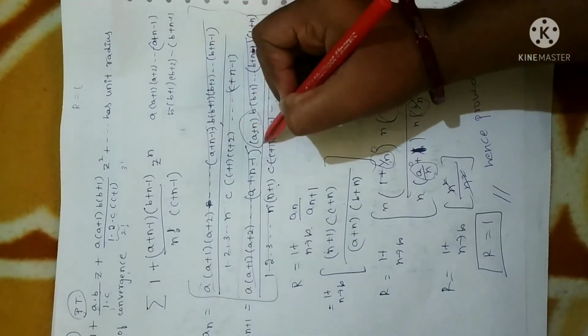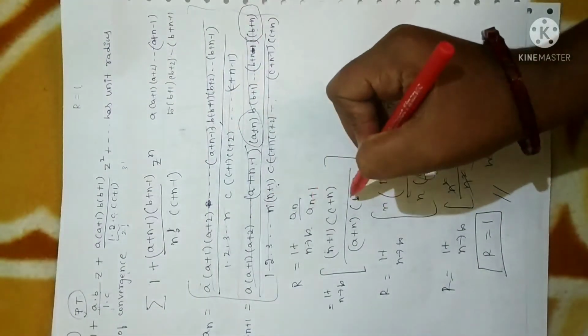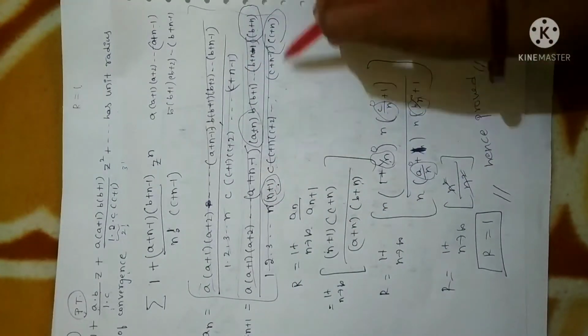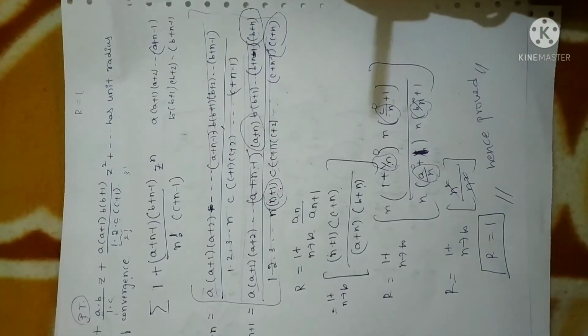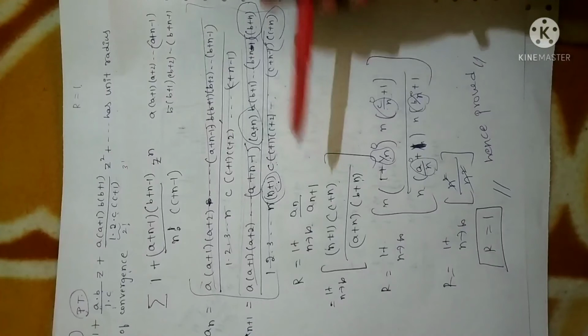Since a(n+1) is left out in the numerator and b plus n is also left out, I have written it in the denominator, and n plus 1 and c plus n in the numerator. Why? Because as you divide, whatever terms are in the numerator come to the denominator, and denominator terms go to the numerator.